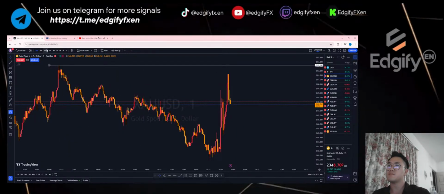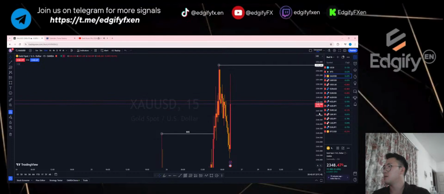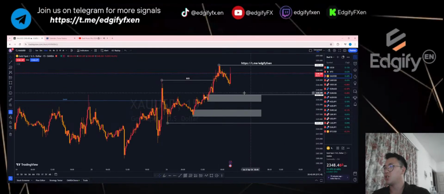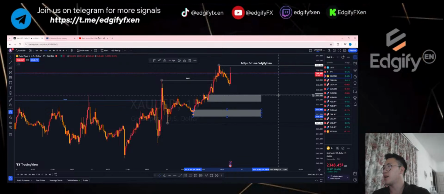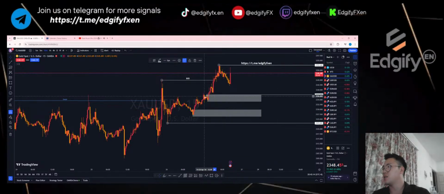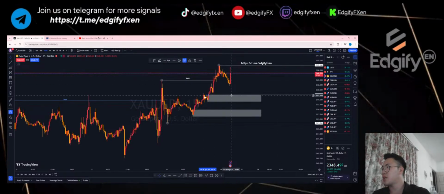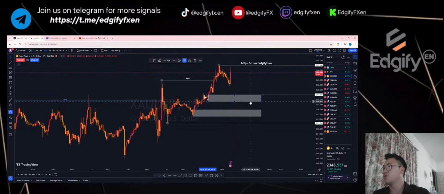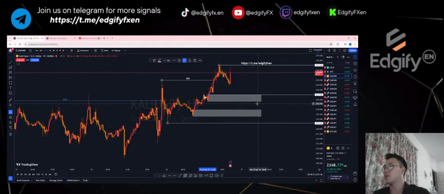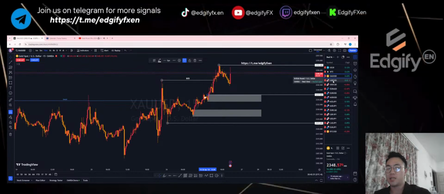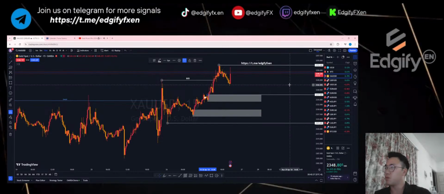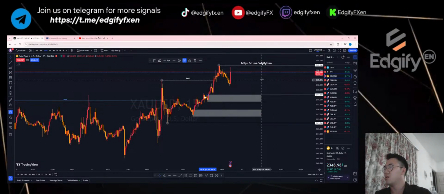All right, as for gold, like I said, there's no changes. I'm still waiting here to buy and here to buy. I have an alert set already. As soon as this price taps in, I will be notified and I will look into it and see if I can get any possible entries. And if I can get an entry, I will definitely share it with you guys on my channel.